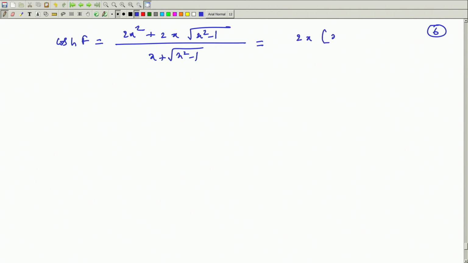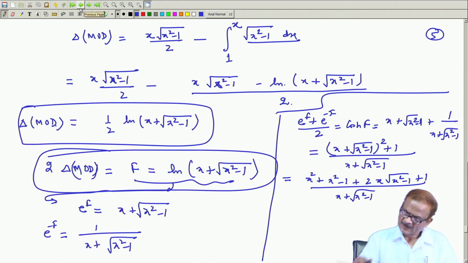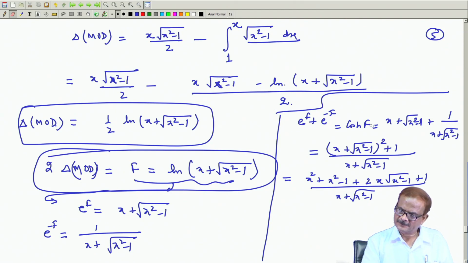X taking out, this is a common, and here the factor 2 we have taken. So, first let us remove this factor 2 here. So, this is only this part first we have written here. So, e to the power f plus e to the power minus f.